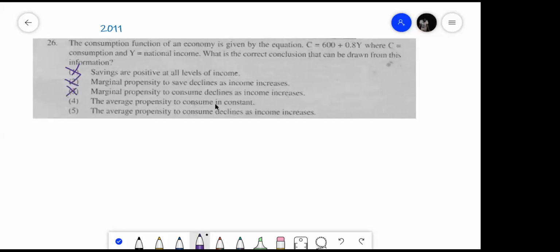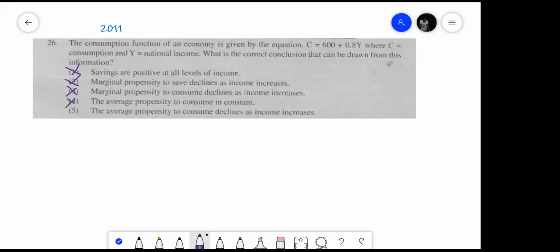Average propensity to consume is constant. No. As income increases, APC falls. As income decreases, APC increases. It is not constant. That is also wrong. And you end up with the final answer: average propensity to consume declines as income increases.